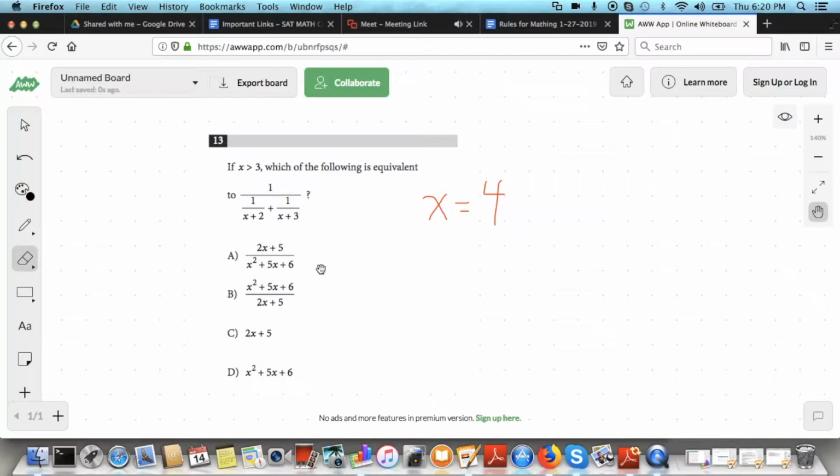So when x is 4, what is this scary-looking expression equal to? Okay, and I'll guide you through this, but let's plug those in and see if we can simplify that expression. Okay? Can you do that on the whiteboard for me, Elizabeth? Yeah. Great.